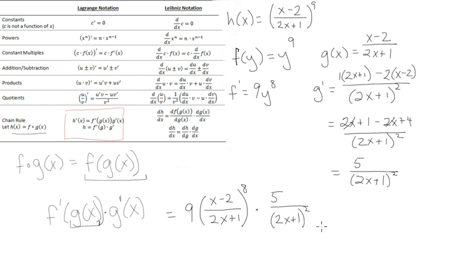If I want to, I can go ahead and simplify this a little bit farther. I multiply my constants out. I get 45 times, on the top, (x minus 2) to the 8th power, over, on the bottom, (2x plus 1), and I of course add the exponents, raised to the 10th power.